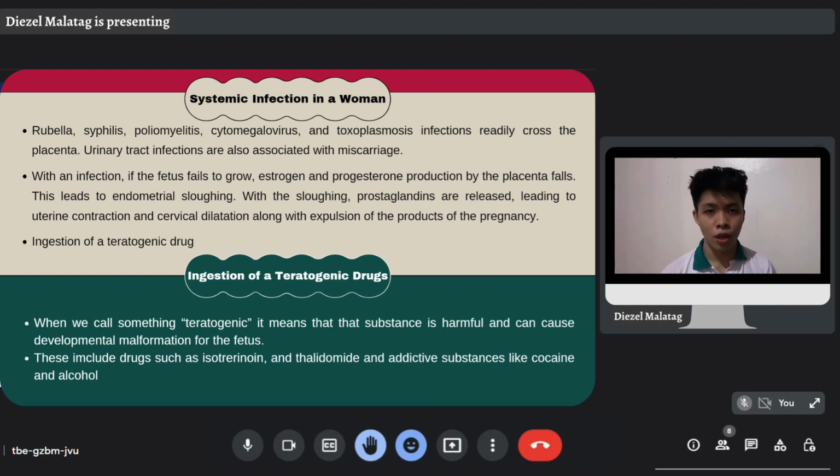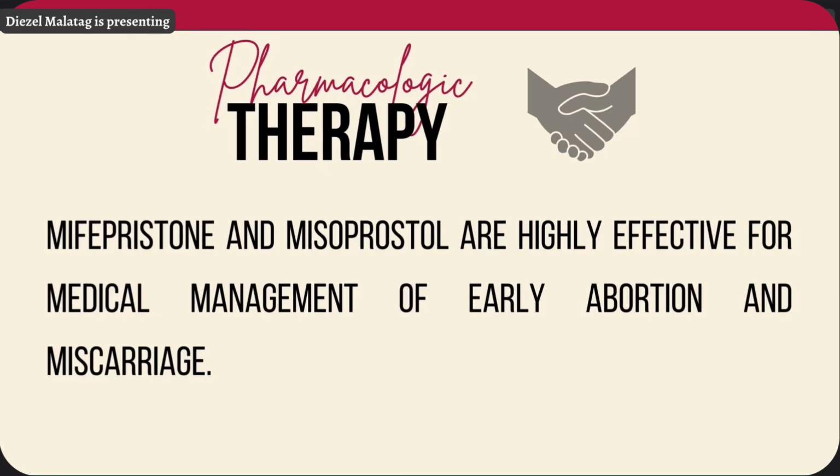Lastly, we have ingestion of a teratogenic drug. So when we call something teratogenic, it means that that substance is harmful and can cause developmental malformation for the fetus. These include drugs such as isotretinoin and thalidomide, and addictive substances like cocaine and alcohol. As for abortion's pharmacologic therapy, mifepristone and misoprostol are highly effective for medical management of early abortion and miscarriage.